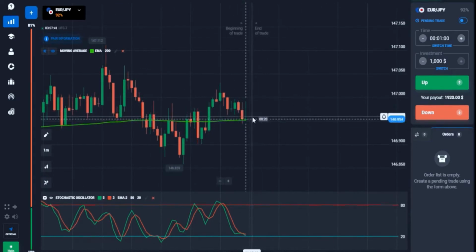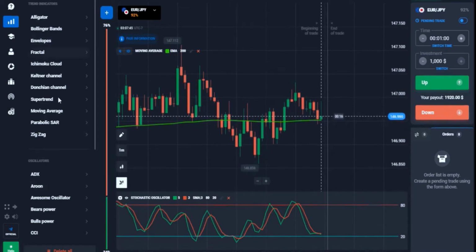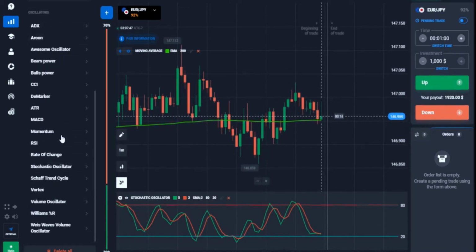If you're new to this broker, this is where you're going to find all the indicators listed at the right side if you click this button. So that's pretty much it.